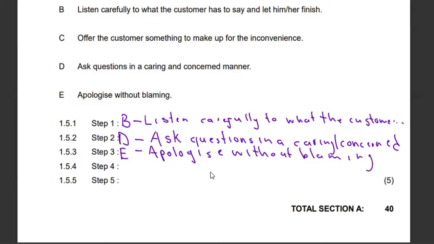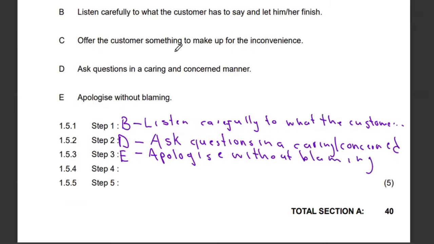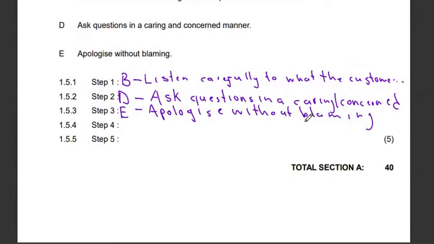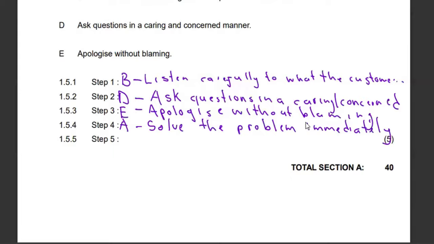Then after you do that, you move on to step 4. In step 4, we go to A now. You solve the problem immediately. Don't take too long. Solve the problem immediately. Step 5, offer the customer something to make up for the inconvenience.